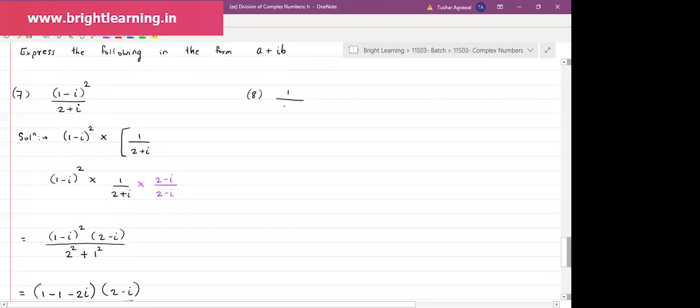1 upon 1 minus 2i plus 3 upon 1 plus i, multiplied by 3 plus 4i upon 2 minus 4i. This is one subject expressed in the form a plus ib.